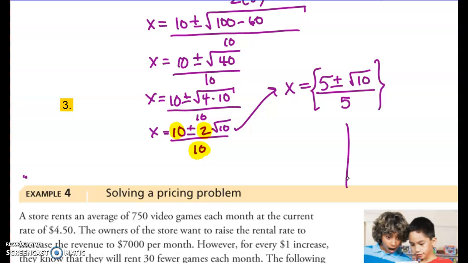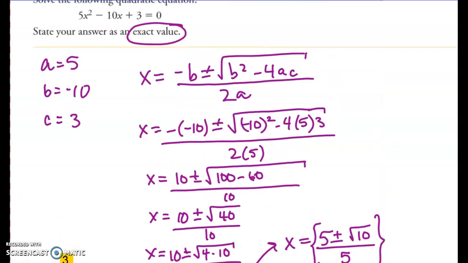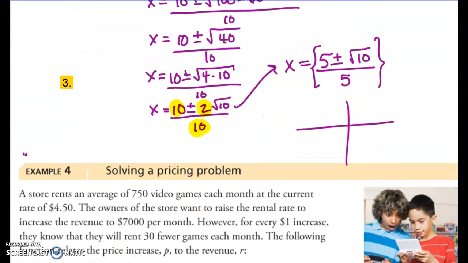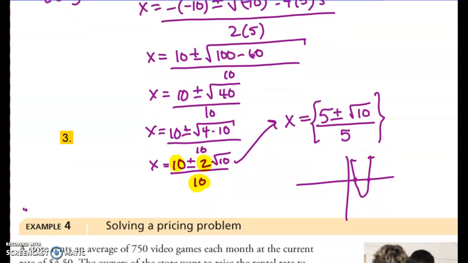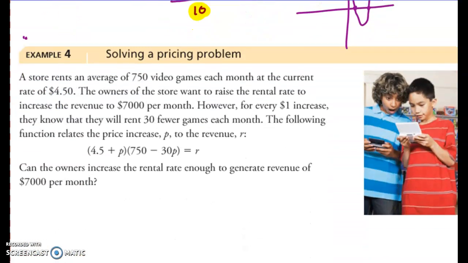If you wanted to be able to picture this quadratic, A was positive, it's concave up, you could type this into your calculator. 5 plus, it's like 3.1, so it would be 8.1 divided by 5. It would be 1 point something here. And then maybe the other answer would be 5 minus 3.1 is 2.1 over 5 would be about here. It's a parabola, kind of a sketch like that. Okay, so we've had experience now with square roots. We've had experience with finding an exact answer, and we're going to leave it at that.